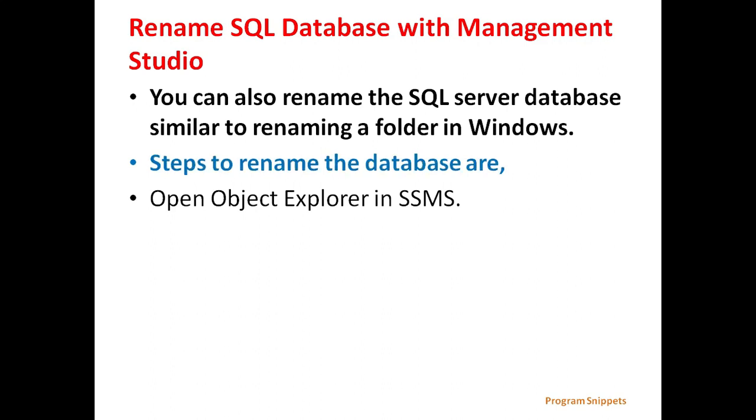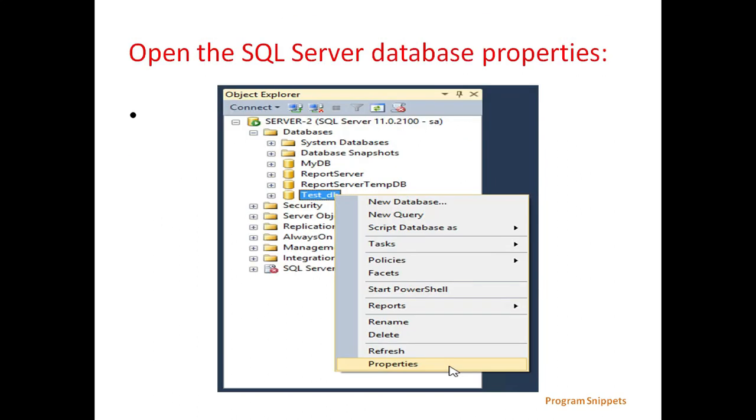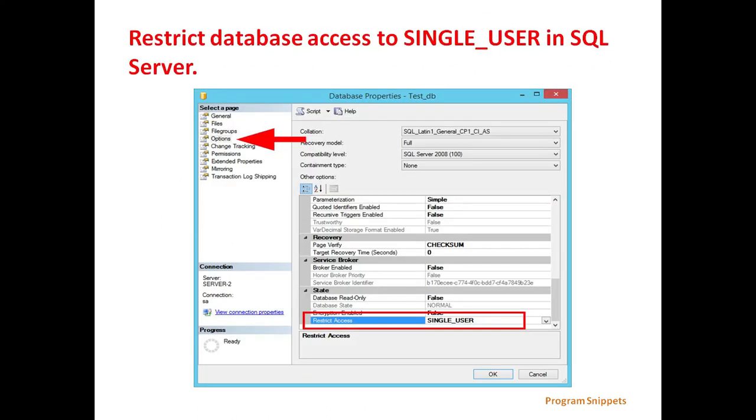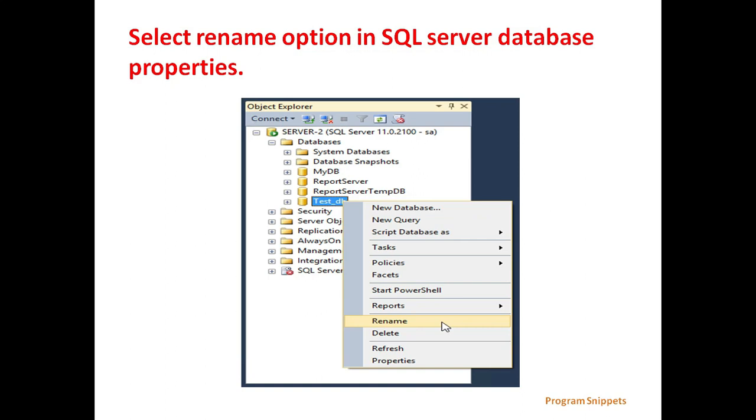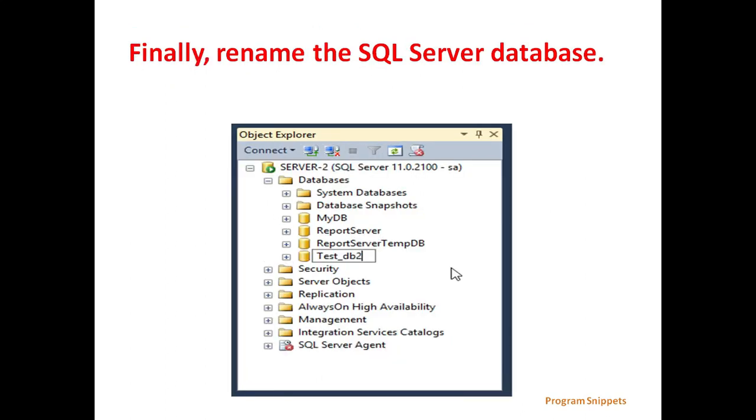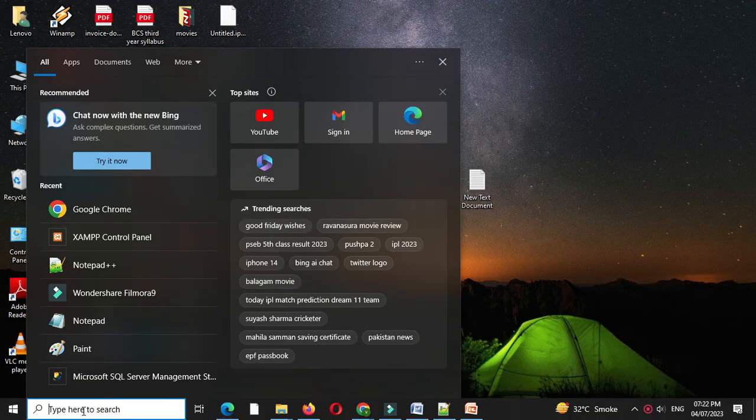The steps to rename a database using SQL Server Management Studio are: first, open the Object Explorer in SQL Server Management Studio. Then open the SQL Server database properties. Restrict the database access to single user in SQL Server. Then select the rename option in SQL Server database properties. And finally, rename the SQL Server database. Then we will see how to rename the database in SQL Server Management Studio.